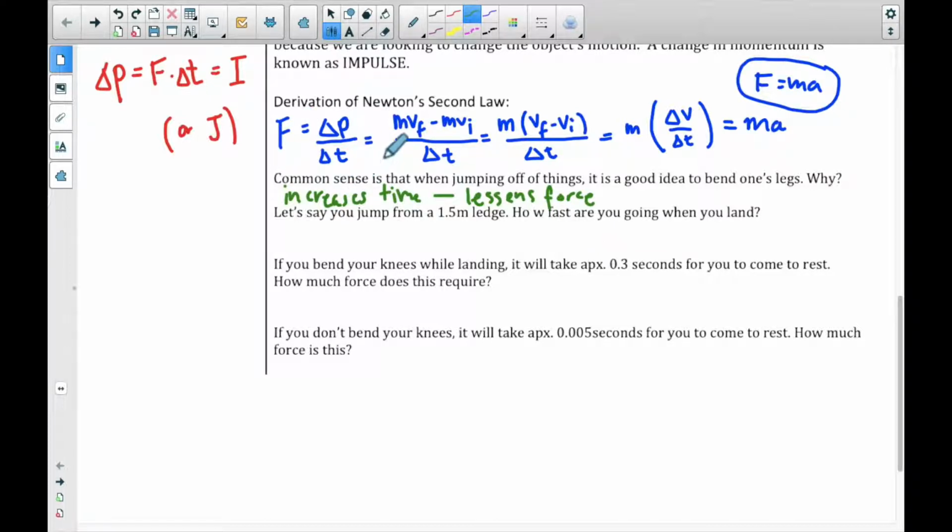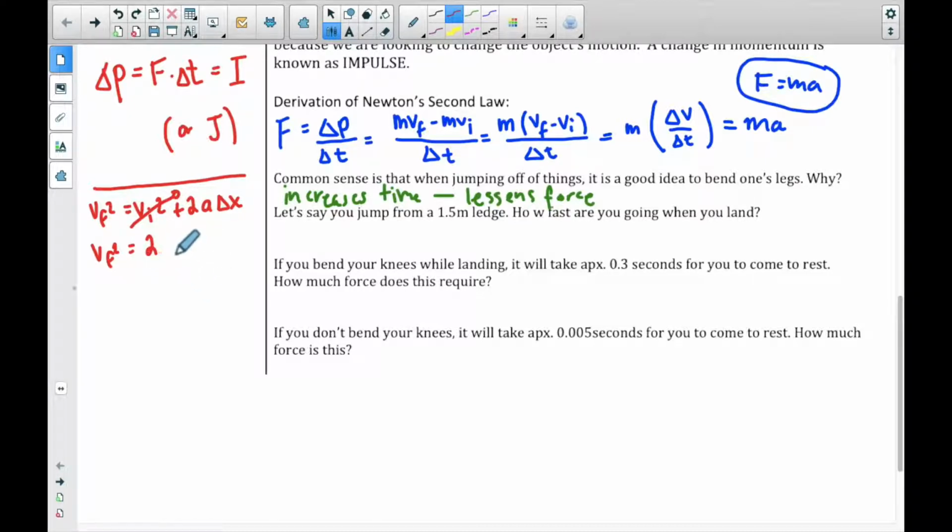Okay, so let's say you jump from a 1.5 meter ledge. How fast are you going when you land? Well, we're going to have to do a little bit of kinematic review to get back to that. So let's go back to this kinematic equation. Final velocity is what we're looking for. Initial velocity, we are assuming that's 0. You just barely jump off the ledge, you're not taking a huge leap. Your initial velocity is 0.